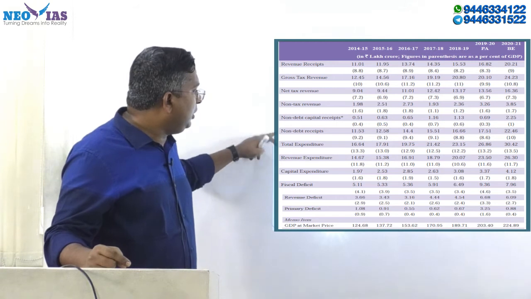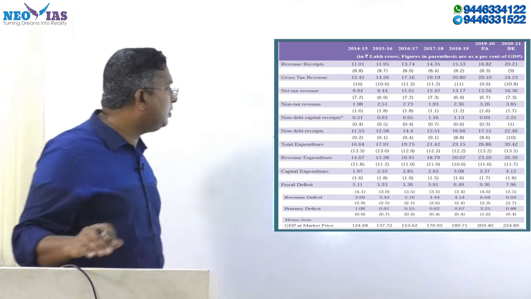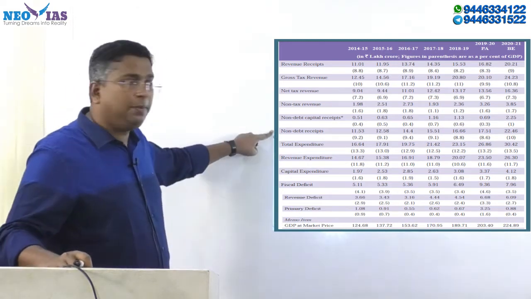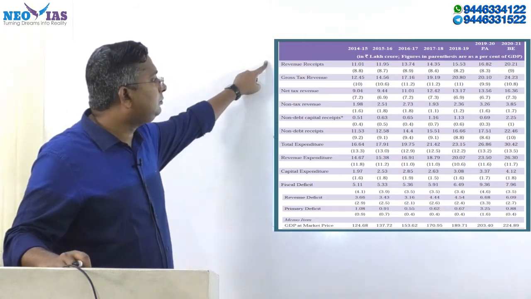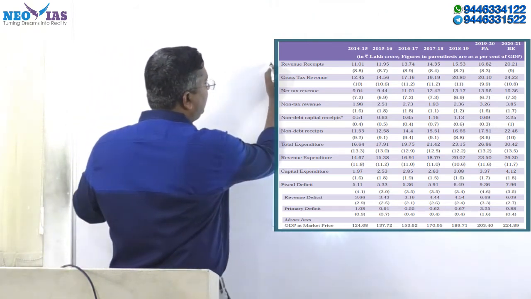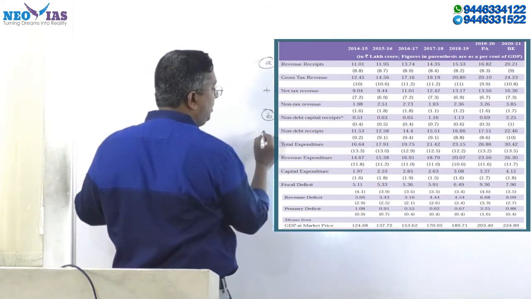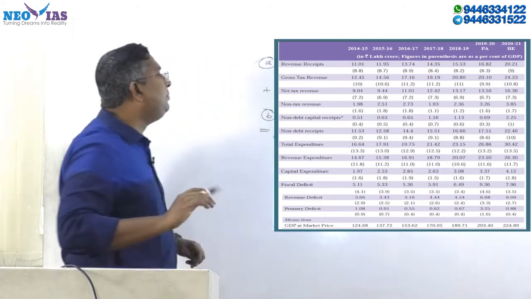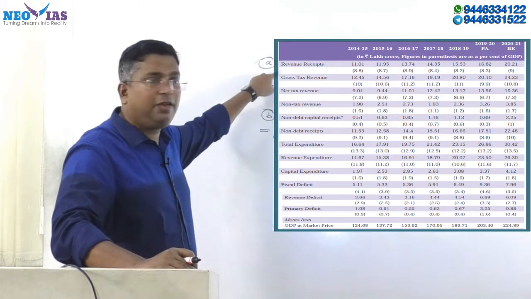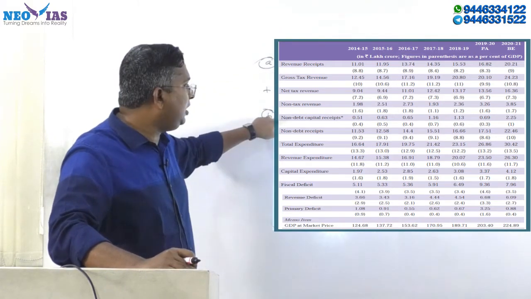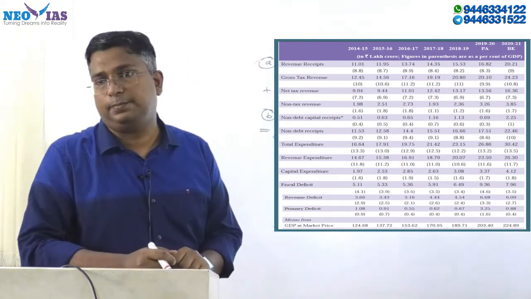Now, in order to get non-debt receipts, please note this down. How will you get non-debt receipts? Take revenue receipts as A, add non-debt capital receipts as B. Add A plus B, and you will get non-debt receipts. The entire revenue receipts is taken, plus the non-debt capital receipts. Add them together, you will get non-debt receipts.